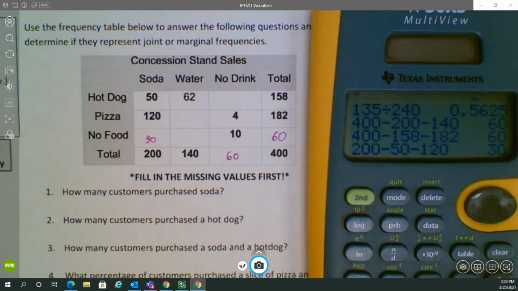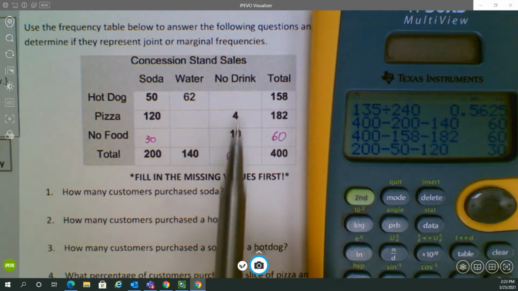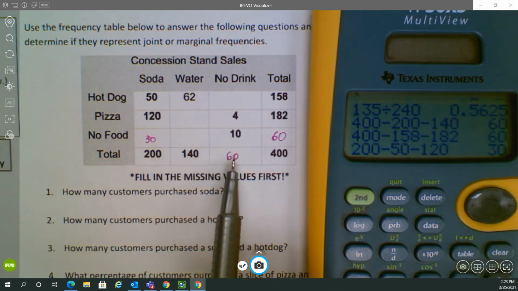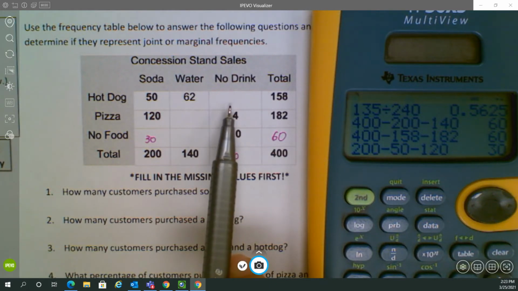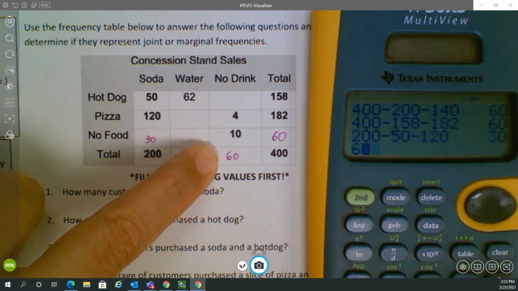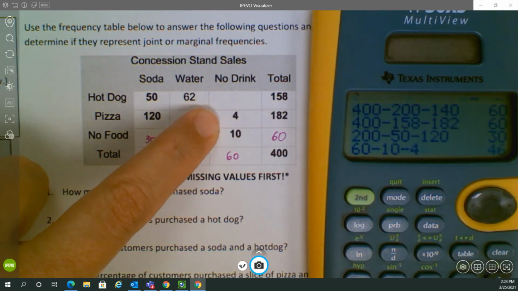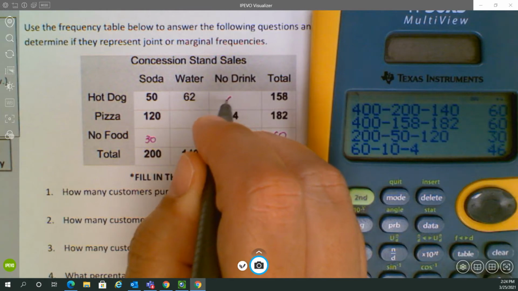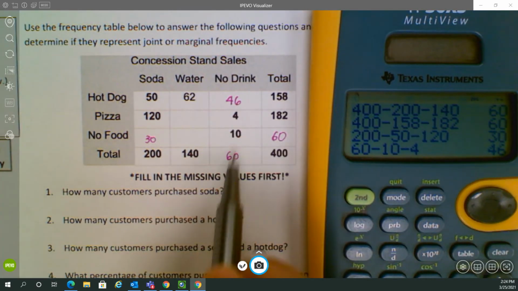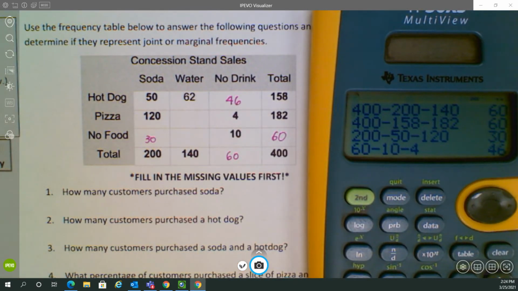Let's see, what else can we fill in? Yes, right here. There are 60 people in all that ordered no drink. 10 ordered no drink and no food. 4 ordered no drink and pizza. Let's find out who does not order a drink, but also orders a hot dog. So let's take our total of 60, subtract the 10, subtract the 4, and we're left with 46. And couldn't I just say 60 minus 14? I could. I get the same answer either way. I want you to use the method with which you're most comfortable.